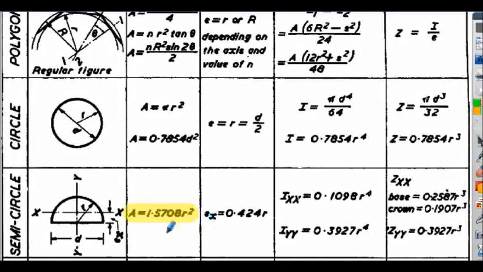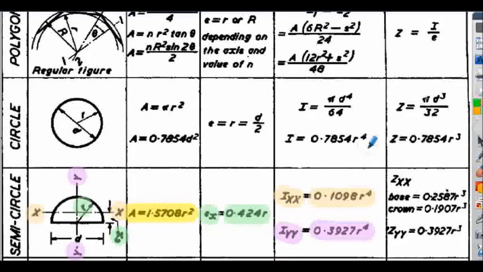The area is shown as 1.5708 r squared. That's actually pi r squared divided by 2, so they've stated the value to 4 decimal places here. The EX value, or the centroid location from the base, they've stated is 0.424 multiplied by the radius r, and again that's an approximation. As with the second moment area about the XX axis here, they've shown it in decimal form, 0.1098 r to the 4, and I about the YY axis here, again shown in decimal format. So those are slightly rounded values, but reasonable for most general engineering problems.